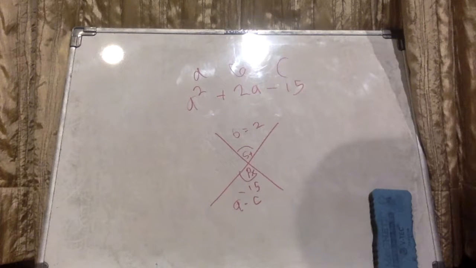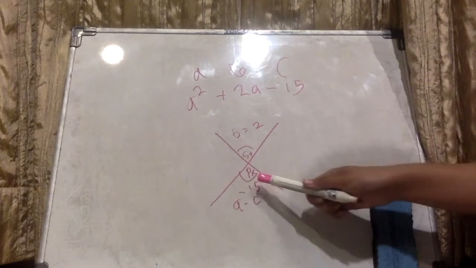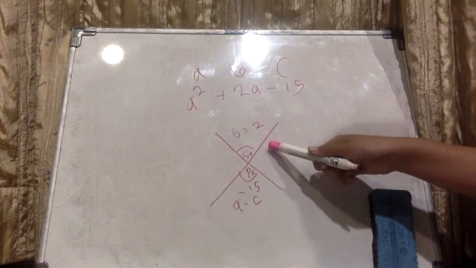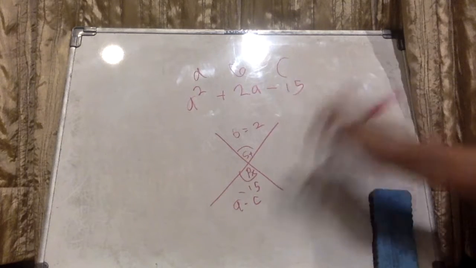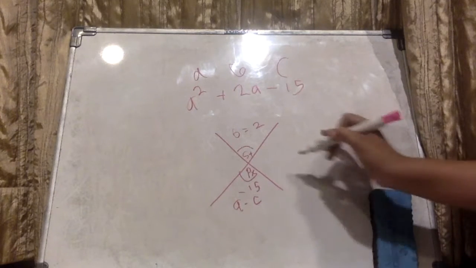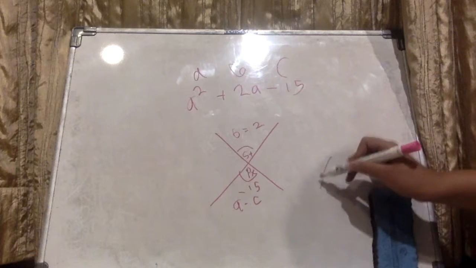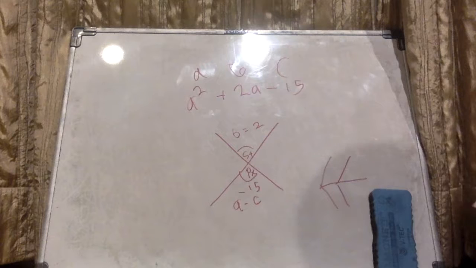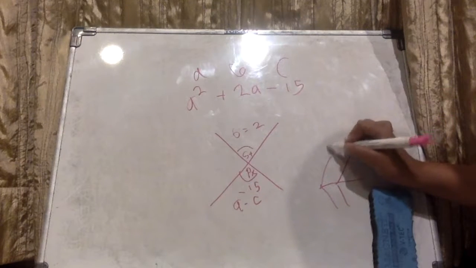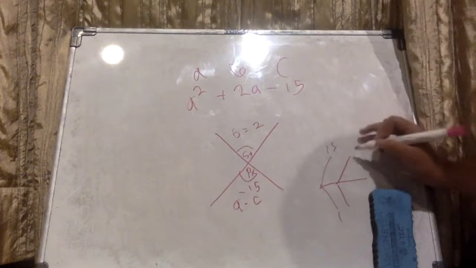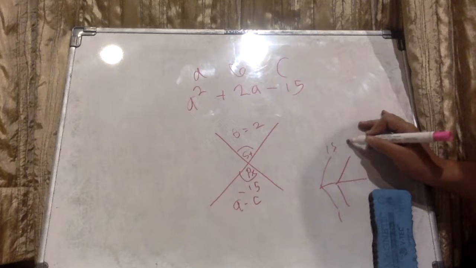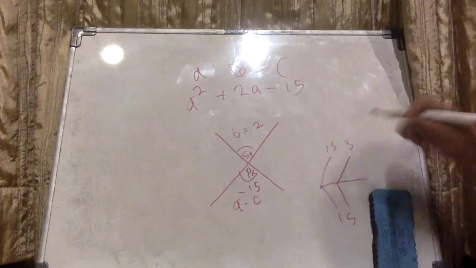So now we need to find numbers that, if we times them, give negative 15, and if we plus or sum them, give 2. What comes to my mind is you could use the fish method on factoring. So, for example, 15 and 1, and of course it's going to be 3 and 5, could be like that.